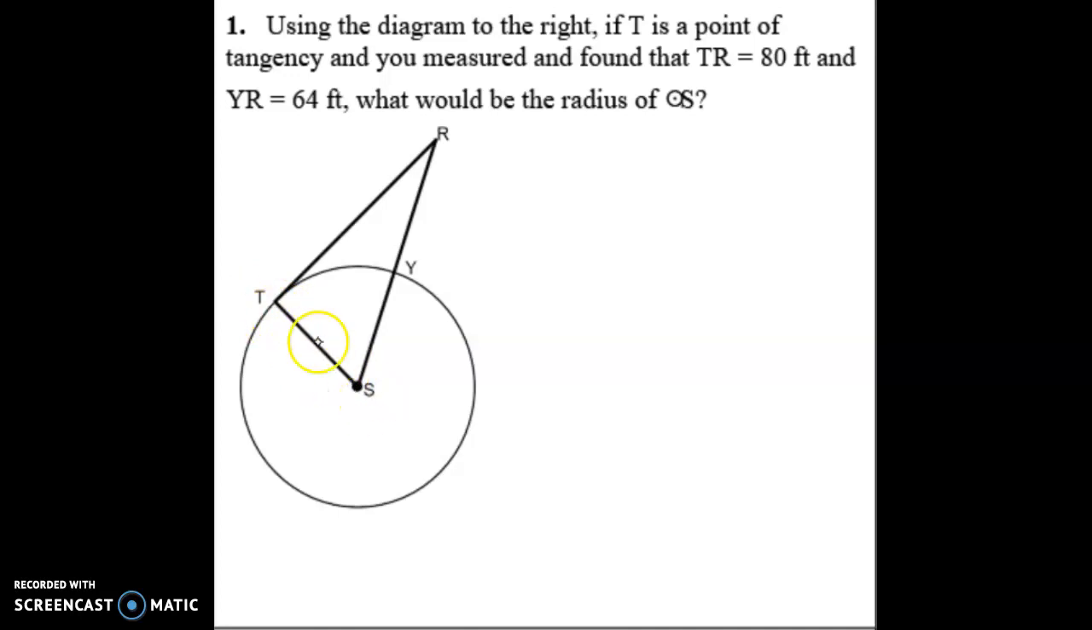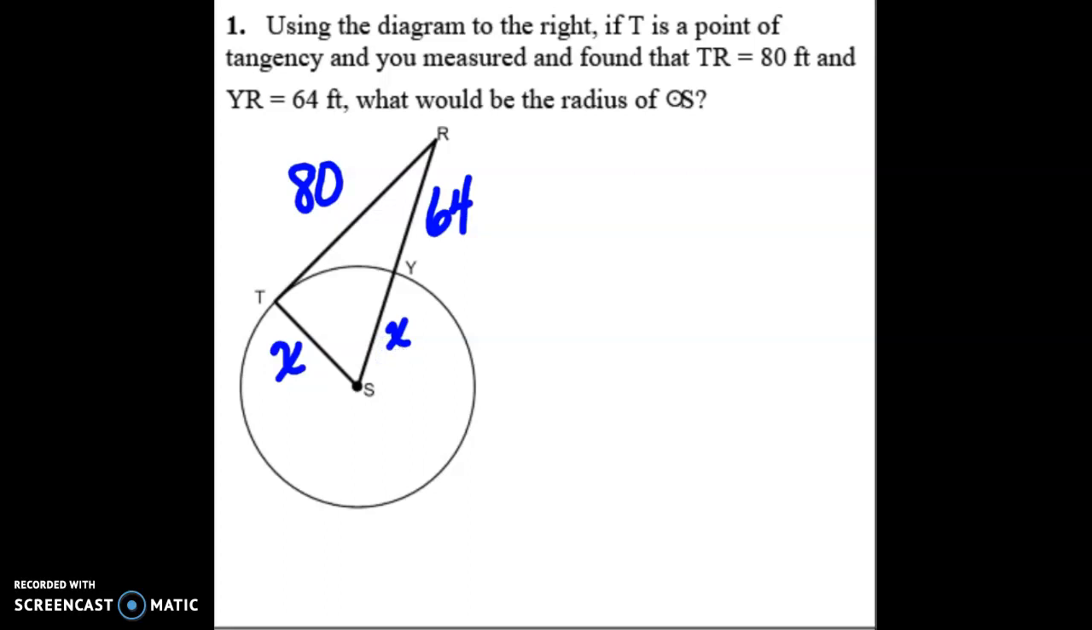There are actually two radii. TS is a radius and SY is a radius. Okay, they told us TR is 80. And we also know this part, YR, is 64. And we're asked to find the radius. And again, remember the radius is from the center out. So this we'll call X and this would be X.